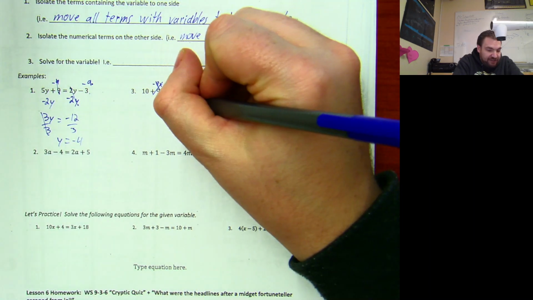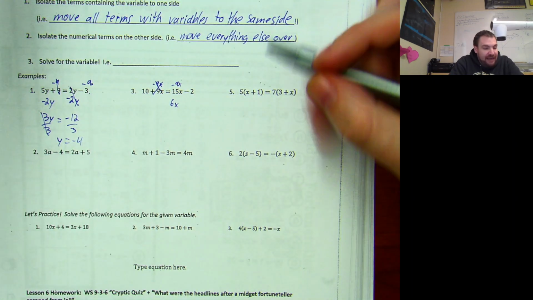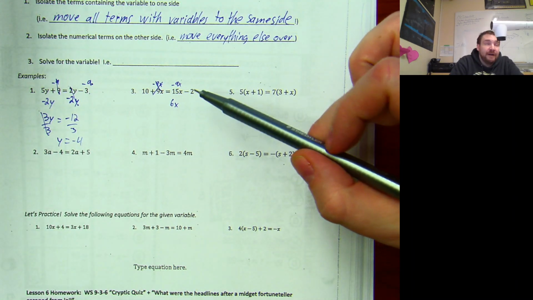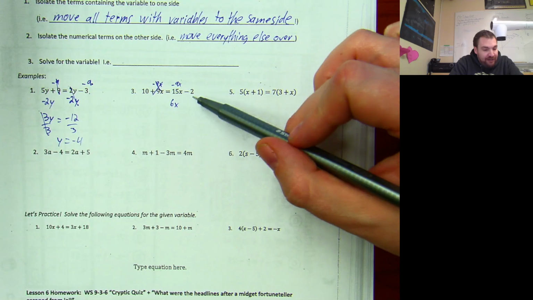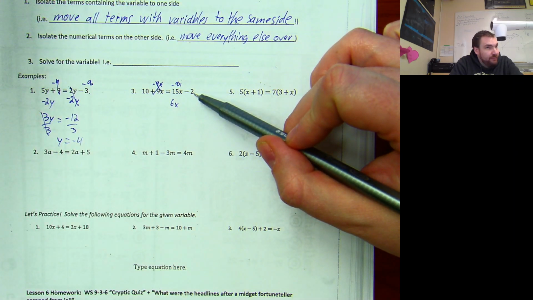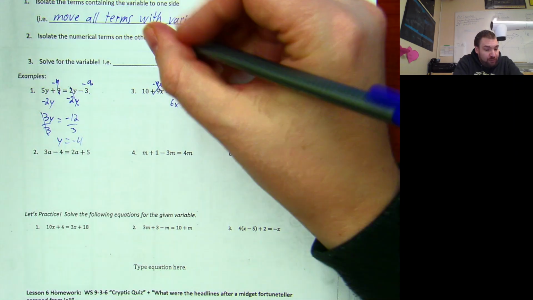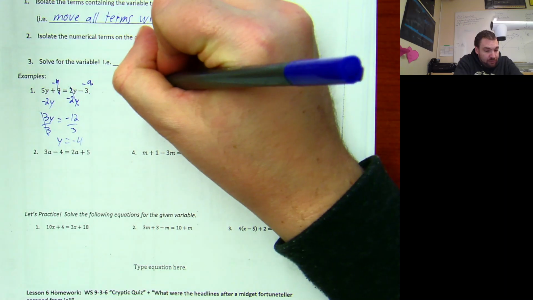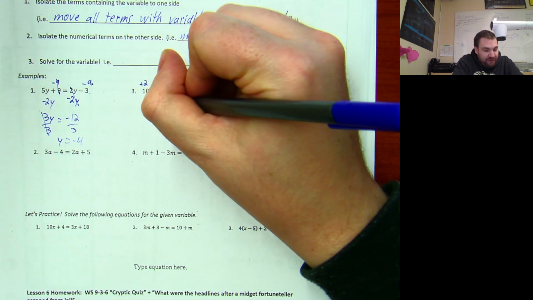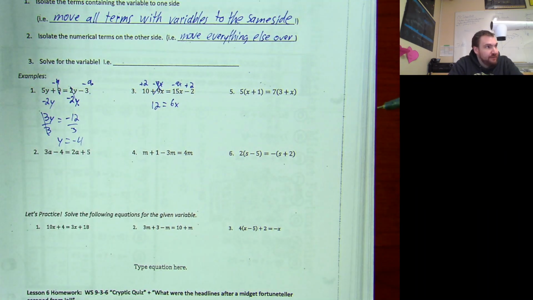I'm going to have a 6x, good, 15x minus 9x. And then to move all of my other terms over to the other side, what am I going to do here? I'm going to add 2. So I'm going to get 12 on the left-hand side equals 6x.